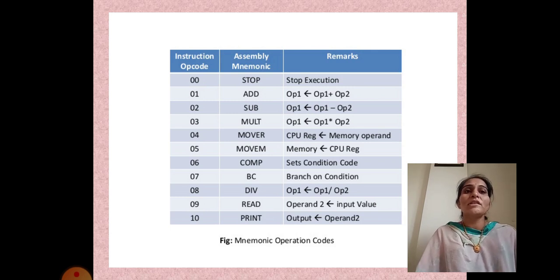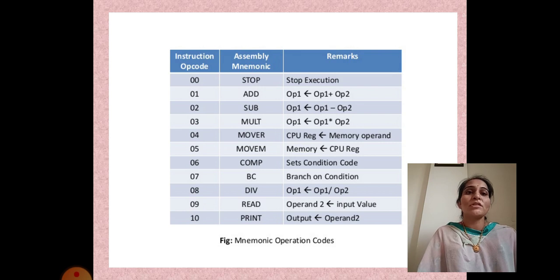See, this instruction table gives you an idea of which instructions will be used in assembly language. From stop to print, a total of 11 instructions are used and their respective operation codes are given in the table: stop, add, sub, mult, movr, movem, compare, bc, div, read and print, and the respective codes are 01 and so on up to 10. See what the meaning of stop is?